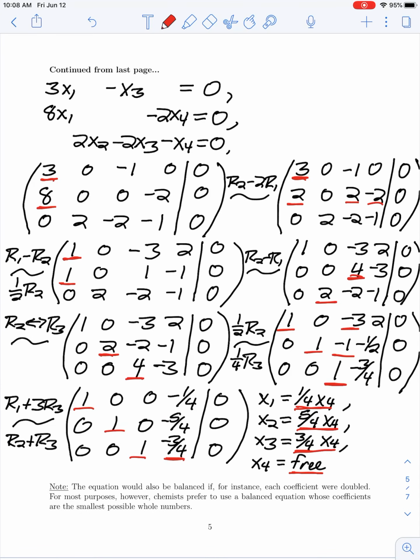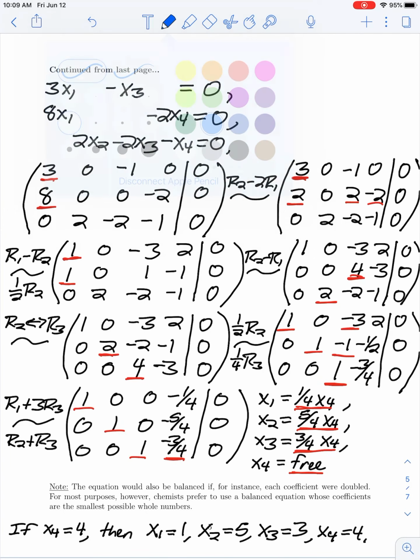So give myself a little room here. If x4 is chosen to be 4, then we have x1 is equal to 1, x2 is equal to 5, and x3 is equal to 3, where x4 was taken to be 4. So we have the following chemical equation for this reaction. Let me rewrite it at the top where I've got a little more room.